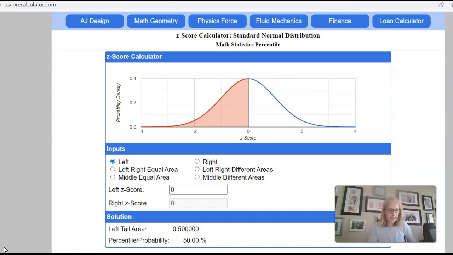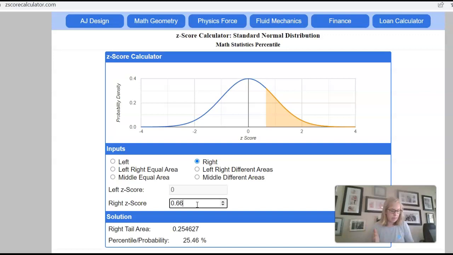For problem 1b, I had calculated 86 minus 80.9, and I got 5.1, and then I divided it by the standard deviation, 7.7, and I got 0.66. So 0.66 was my z-score, and it asked what is the probability of scoring 86 or better. So I need to go up, right? So I'm going to switch over and pick the right side because I want this.